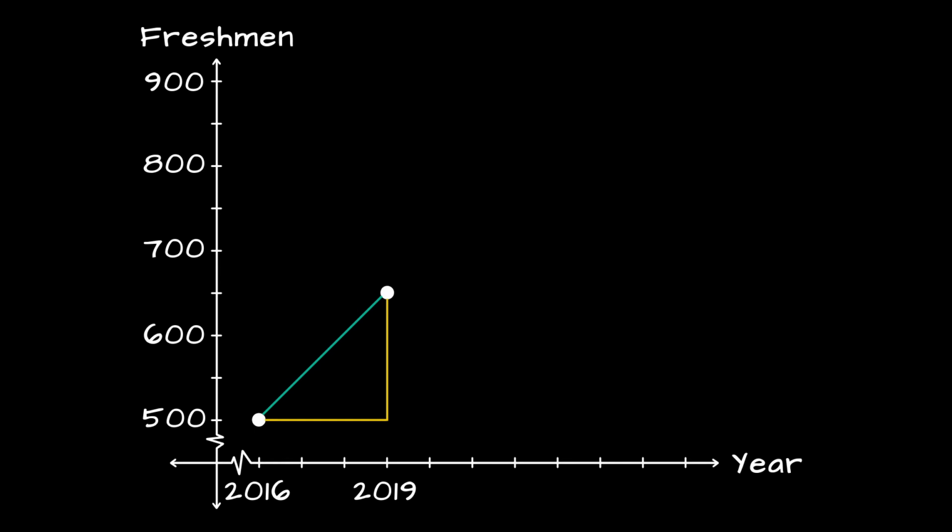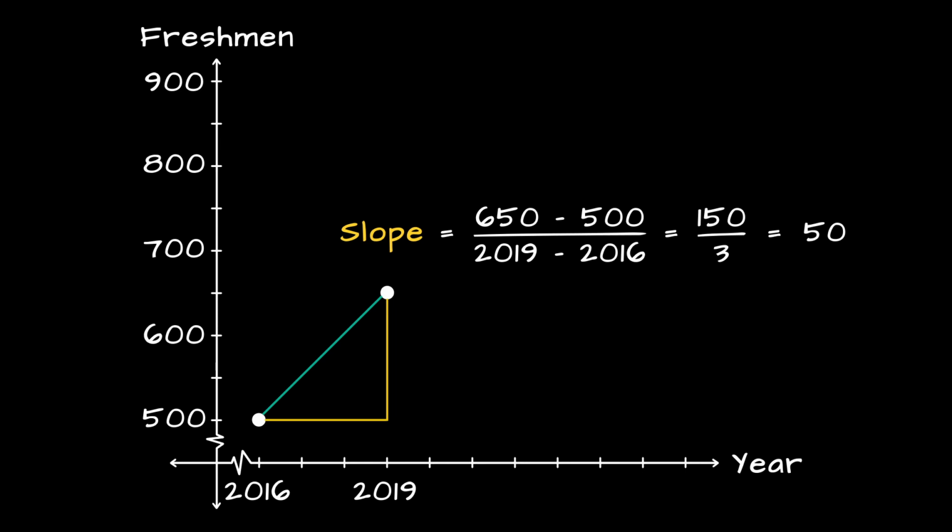And to understand the rate of growth, how many freshmen are arriving per unit of time, we of course want to compute the slope between these 2 points. And that's a rather straightforward computation.